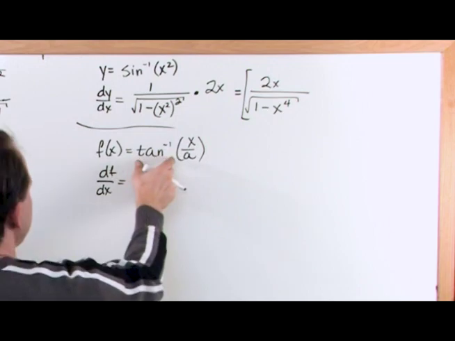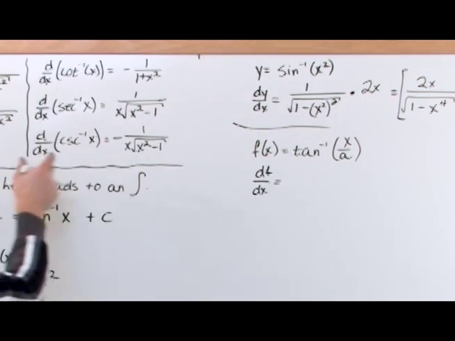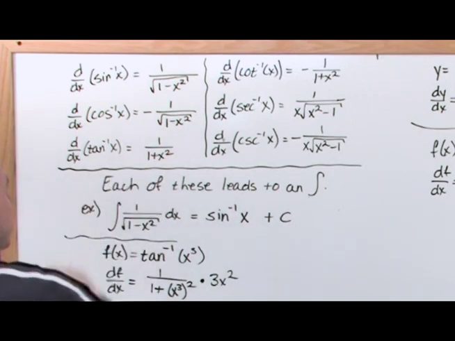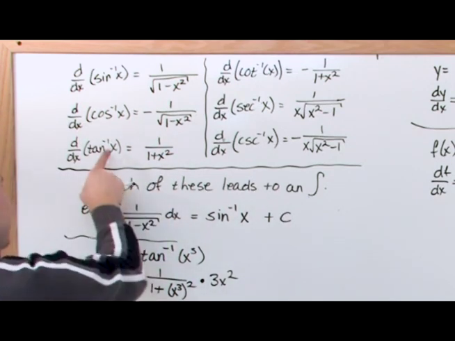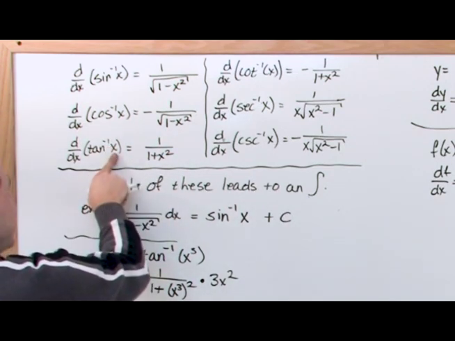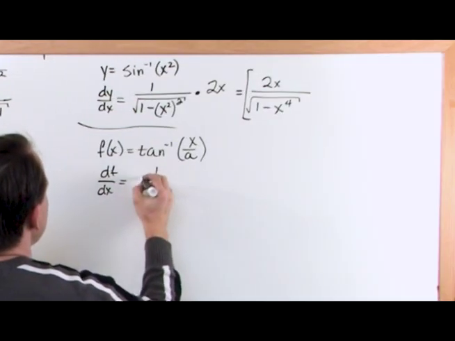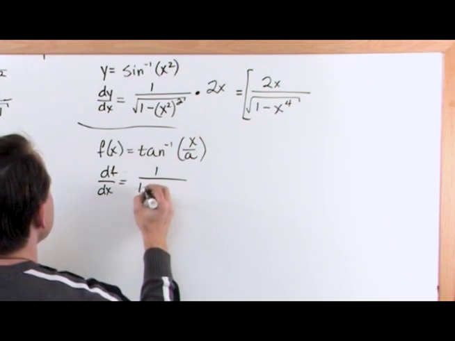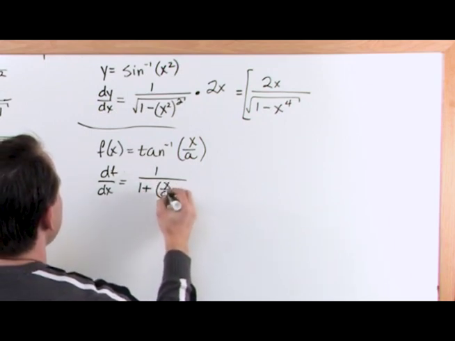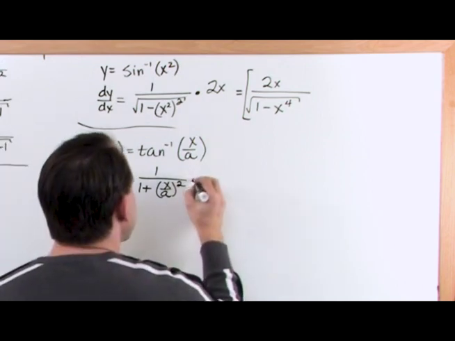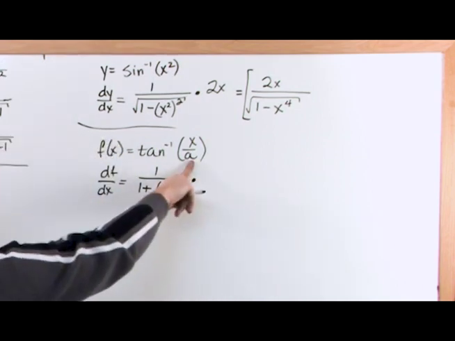Now I know what the derivative of the inverse tangent is. That was given over here. Derivative of the inverse tangent is 1 over 1 plus x squared, but I have a different argument here. My argument here is x over a. So I'm going to plug in x over a here, and I'm going to say it's 1 over 1 plus x over a squared. But then to make it legal, I got to complete the chain and multiply by the derivative of the inside.